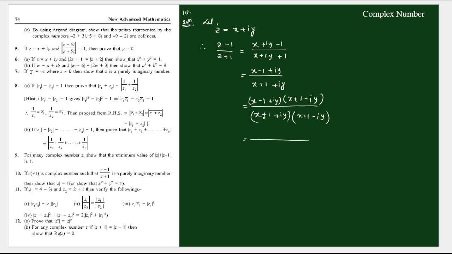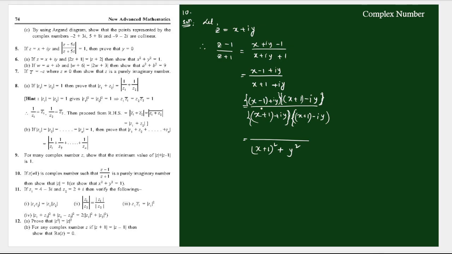Now, better to give this one a different label so that there will be no confusion. Here also you can do that. Now this is your a, this is your b, this is your a, this is your b. So a square minus b square, and then we have i square, so it becomes minus minus plus y square.